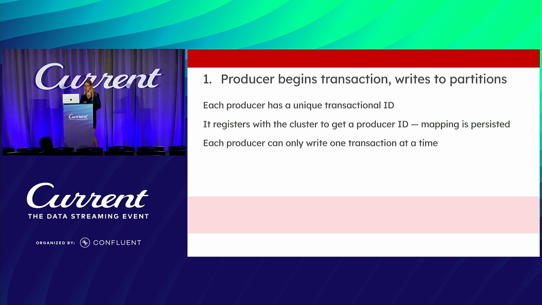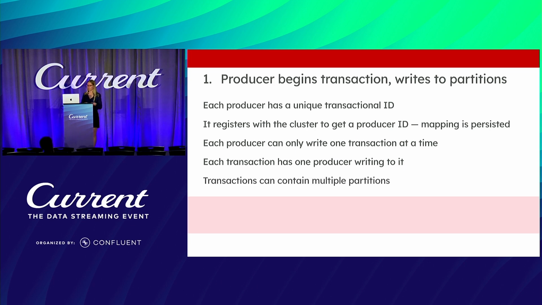Each producer can only write to one transaction at a time. So once you start a transaction, you have to complete it before you start the next one. And each transaction only has one producer writing to it. So you can't have two producers writing to the same transaction. However, transactions can contain multiple partitions. So the one producer writing to the one transaction may have multiple partitions. So as I mentioned, we will register with the cluster and we'll persist a mapping. So in our transaction state, we're going to have some sort of record that tells us transaction ID X has producer ID 123, something like that.